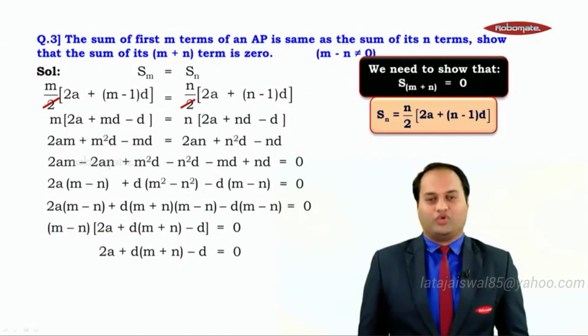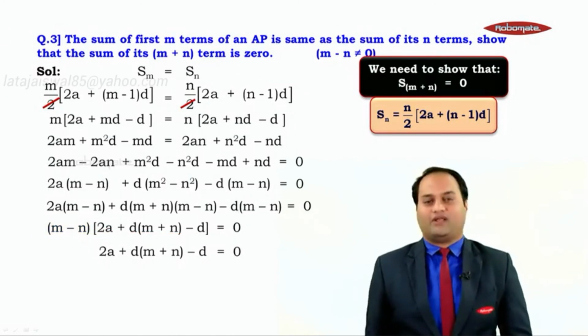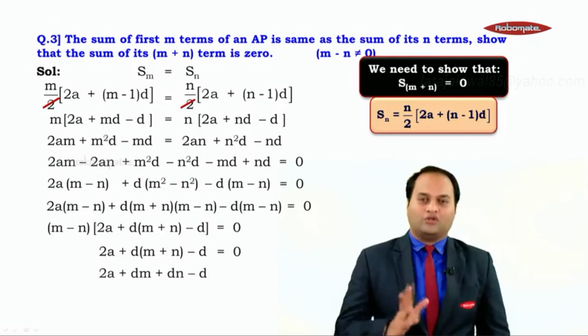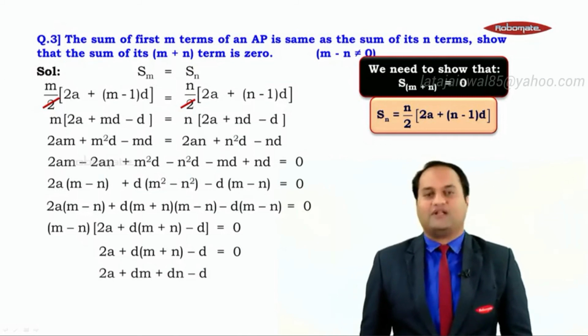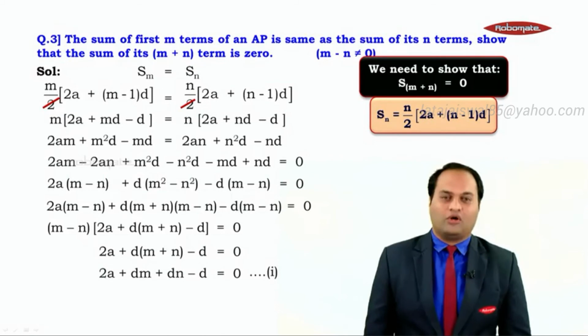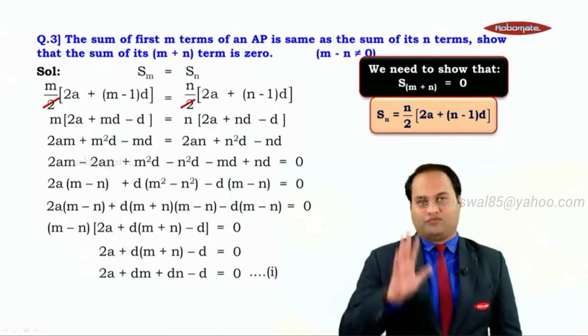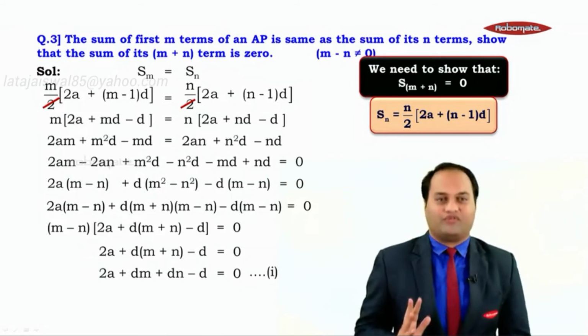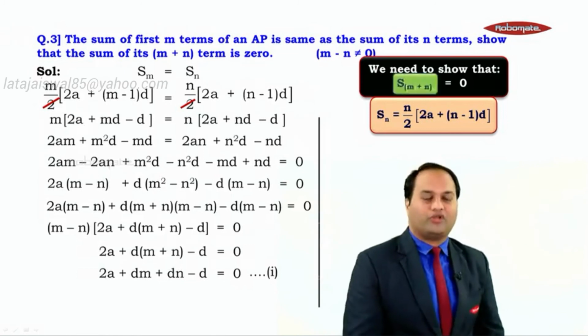What remains is 2a plus d into m plus n minus d is equal to 0. So 2a plus dm plus dn minus d is equal to 0. Let this be equation number 1. This is what we have. We cannot simplify this further. Now come to the show that part.